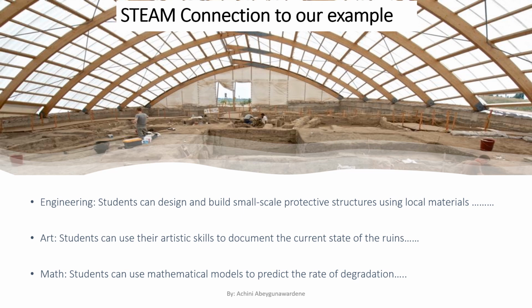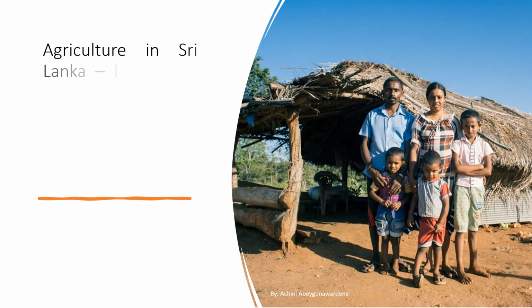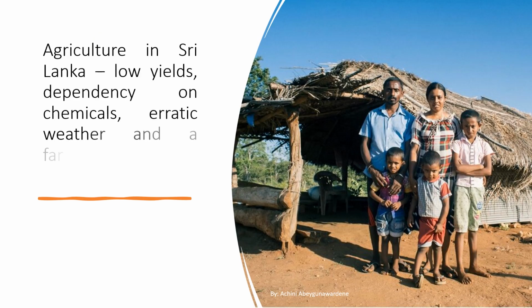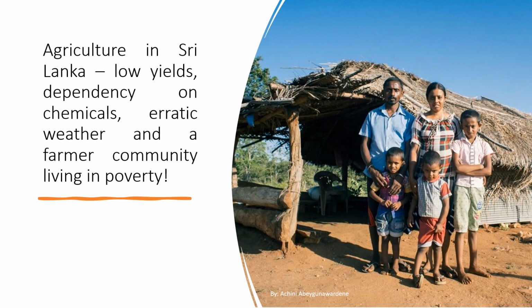Now, this example that I used can be used by students at either the GCE advanced level classes or the university students. Take a look at the agriculture in Sri Lanka. We have low yields, dependency on chemicals, erratic weather, and a farmer community living in poverty.